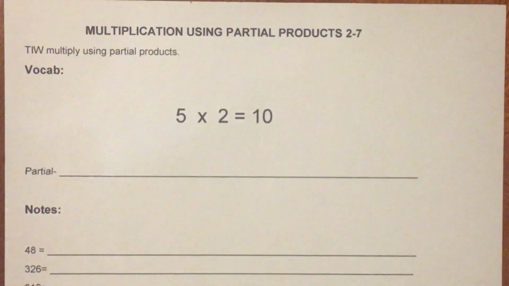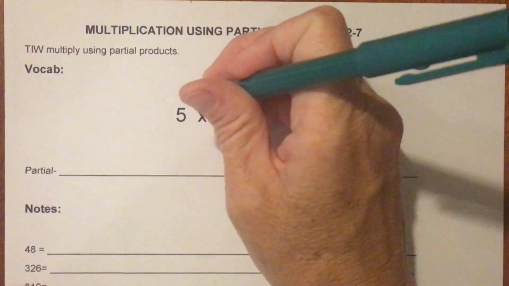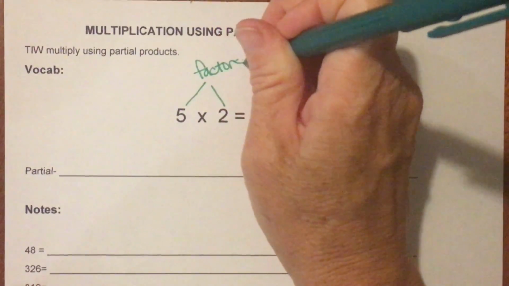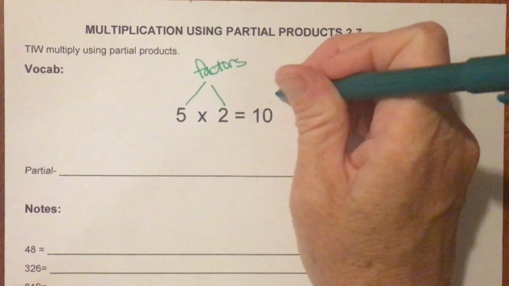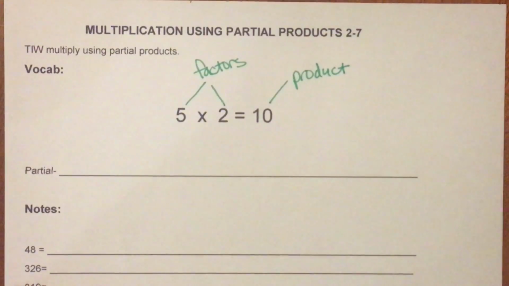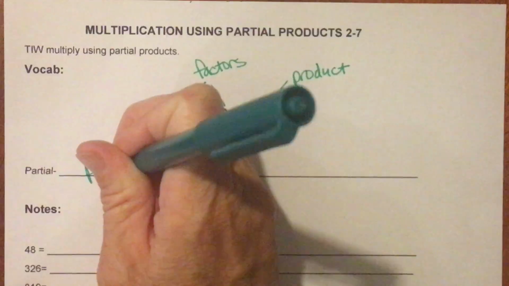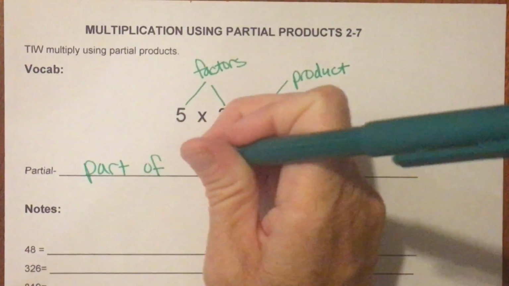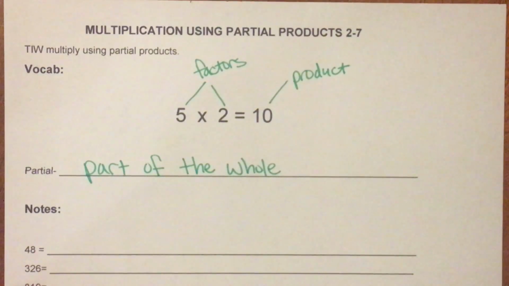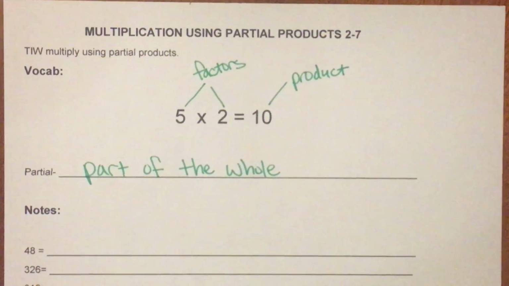Our vocab is going to be the same as it was in our last lesson. We just need to know that the two numbers that are being multiplied together are called factors, and the answer is called our product. Now, just like we had in our area model lesson, partial just means part of, or we could say part of the whole. So in this lesson, we're going to be finding the answer in parts. So we'll have partial products, part of the product, and then we'll be adding them together.